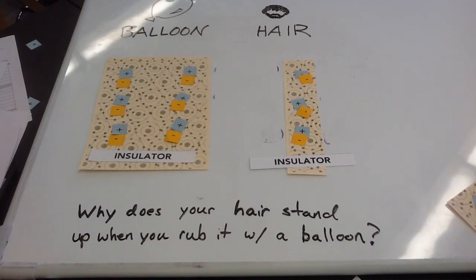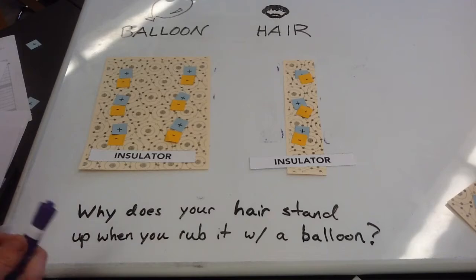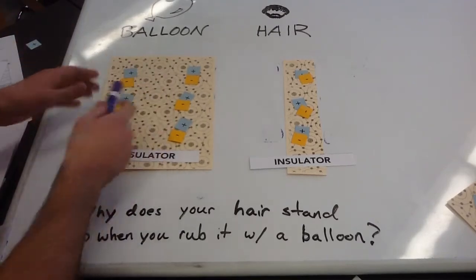All right, in this video we're going to be answering the question, why does your hair stand up when you rub it with a balloon? And so my objects in this case are the balloon and the hair. Both of these are going to be insulators. I'm showing that in the background of my object.